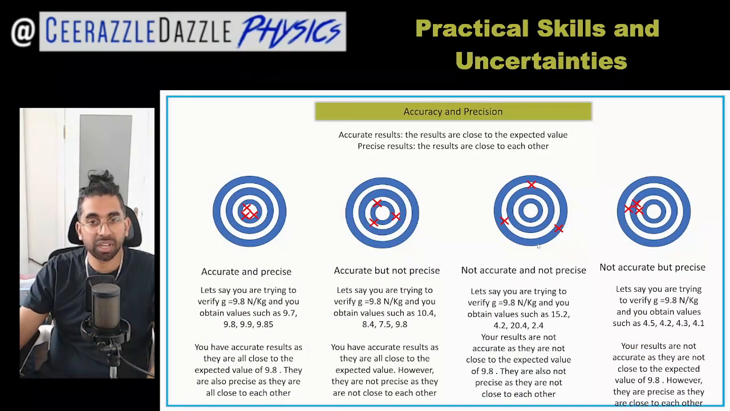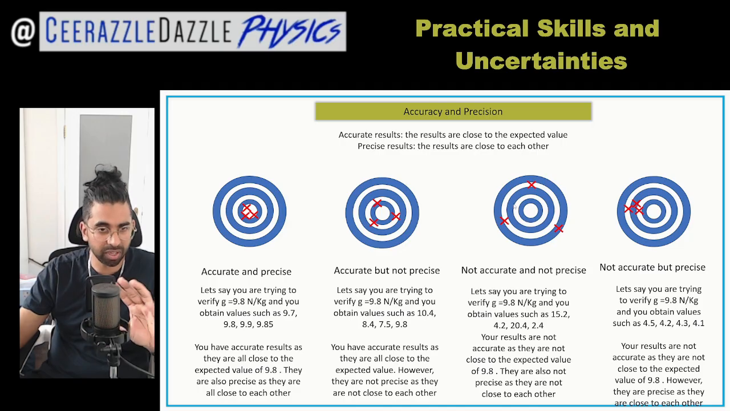Accuracy and precision explained in more detail. Right, so I've got 4 dartboards here to help explain the difference between accuracy and precision. Accurate results are results which are close to the expected value. Precise results are values which are close to each other. They're not the same thing, accuracy and precision. Please do not just throw them into an answer when you think it's right. Make sure you understand what accurate means and what precision means.